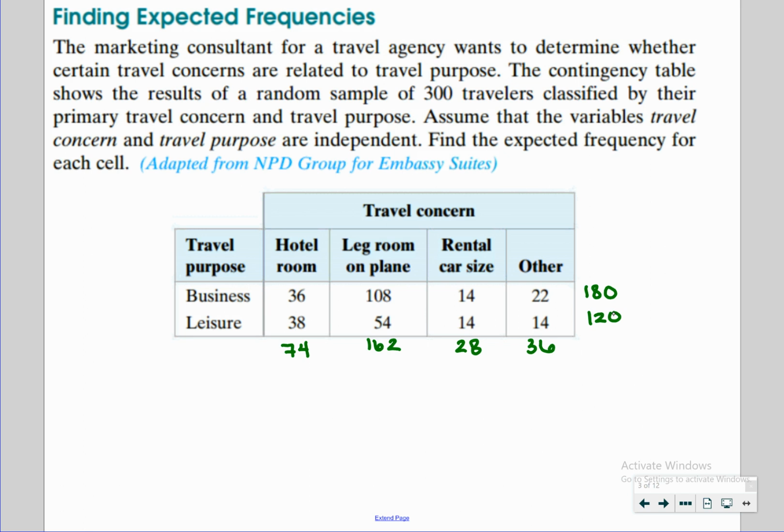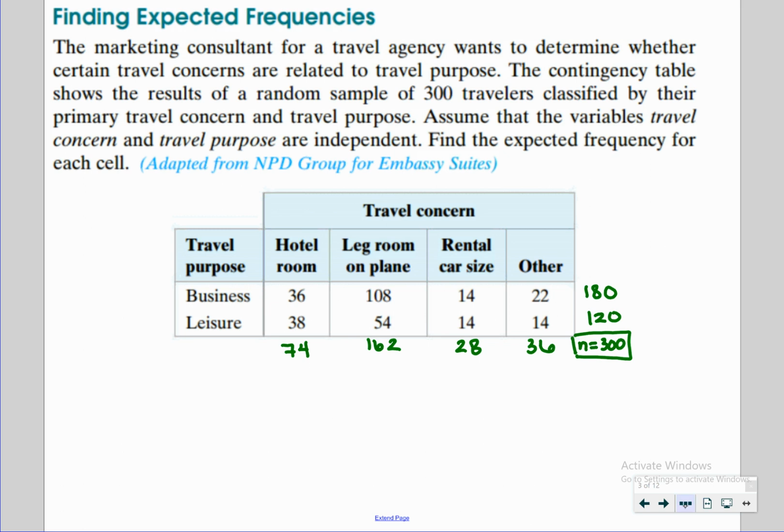And then if you want your sample size, n, you can either add up the total of the rows or the total of the columns. They should actually both equal the same thing, which in this case is 300.